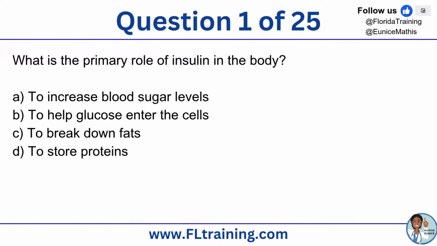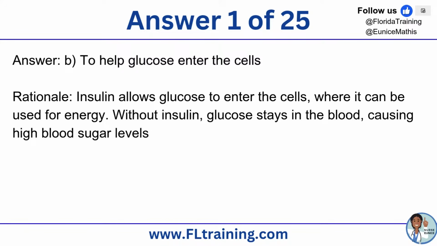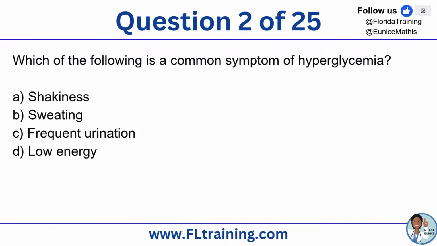All right, I see some correct answers coming through, and I'll reveal the correct response in 3, 2, and that is right. It is B, to help glucose enter the cells. So insulin allows glucose to enter the cells where it can be used for energy. Without insulin, glucose stays in the blood, causing high blood sugar levels.